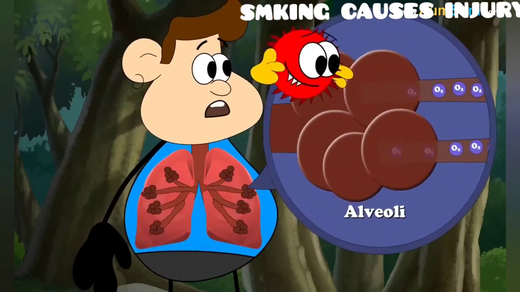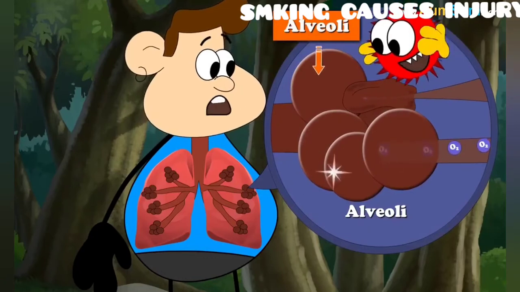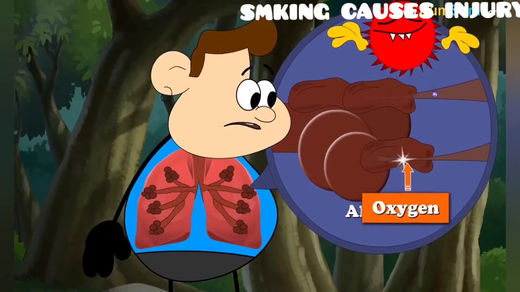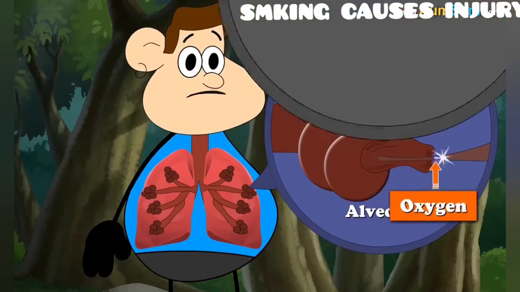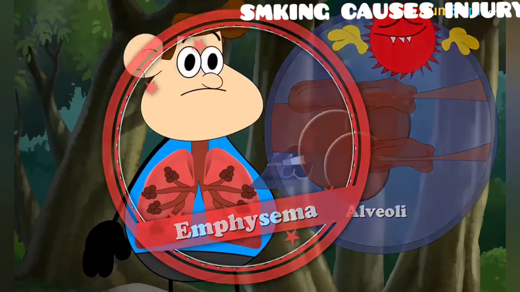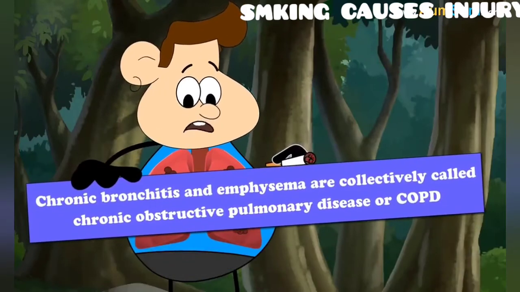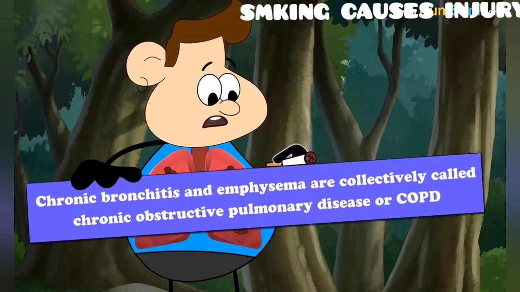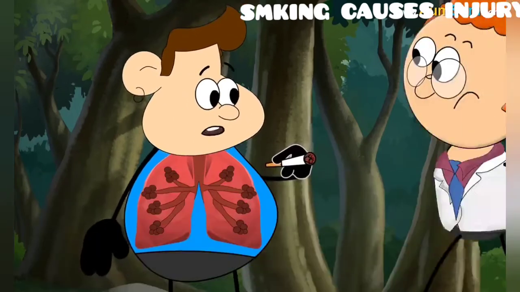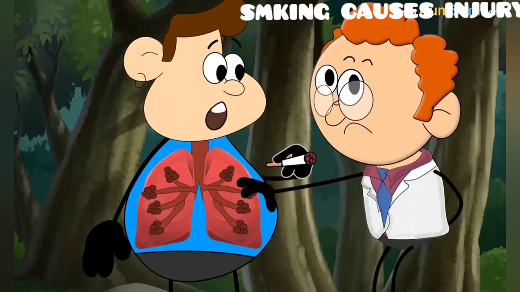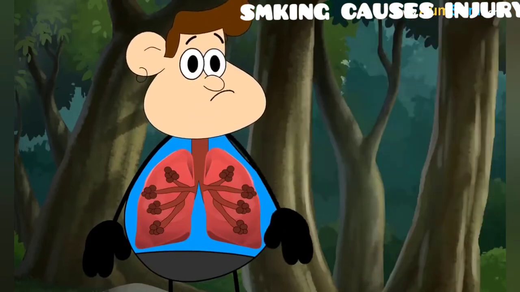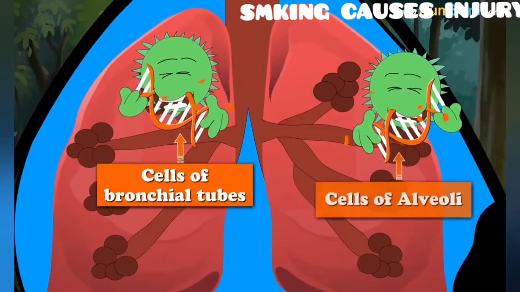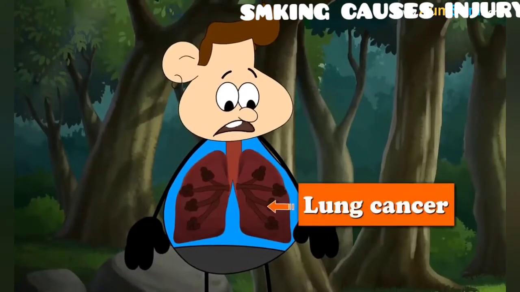Secondly, these chemicals also damage tiny air sacs called alveoli present in our lungs. This reduces the amount of oxygen entering our blood, thus causing a condition called emphysema. Note that chronic bronchitis and emphysema are collectively called chronic obstructive pulmonary disease, or COPD. COPD is irreversible and incurable. Lastly, some of these chemicals can also damage the DNA present in the cells of bronchial tubes and alveoli, thus leading to lung cancer.